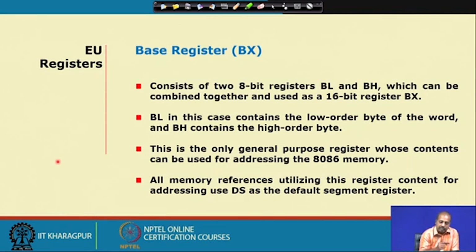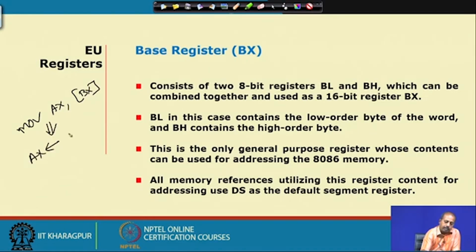So, you can have instructions like move AX comma within bracket BX. The meaning of this instruction will be something like this, that the AX register will get the content of memory location DS colon BX. So, DS colon BX, that is, DS times 16 plus BX. That way it will come.